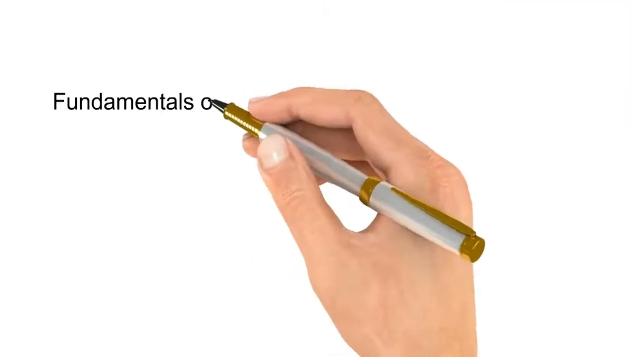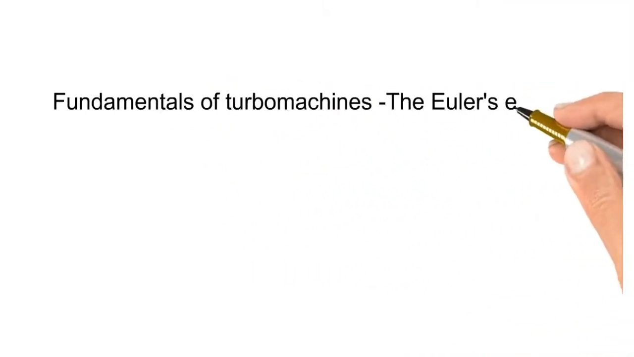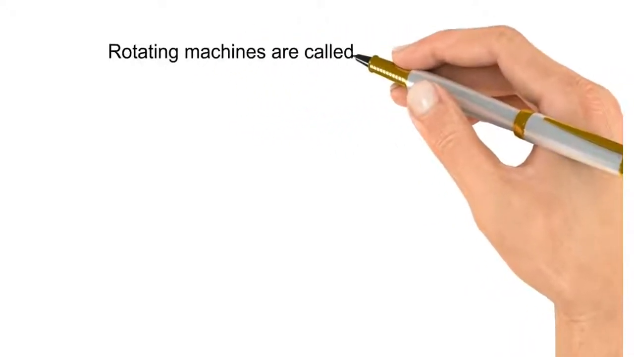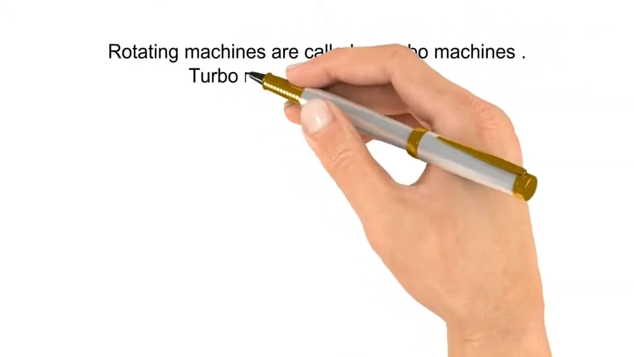In this video, we'll deal with the fundamentals of the turbomachines. That is, we are going to see the Euler equation. So what are rotating machines? Rotating machines are called turbomachines.